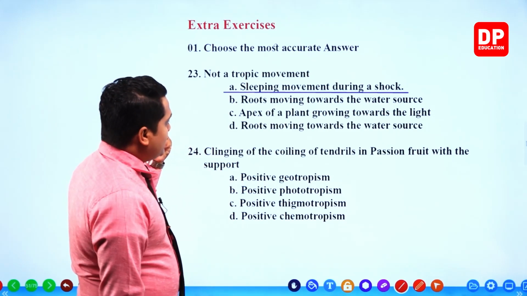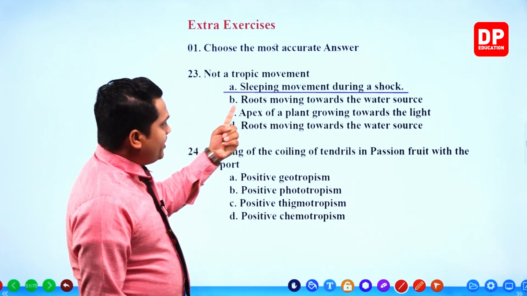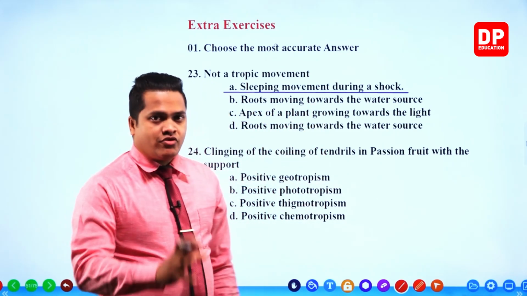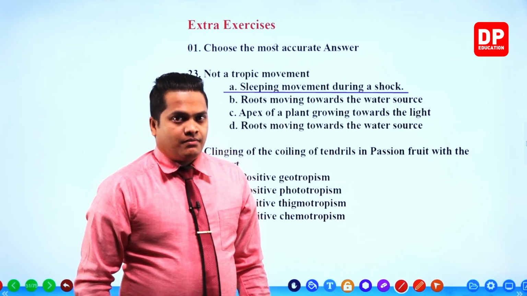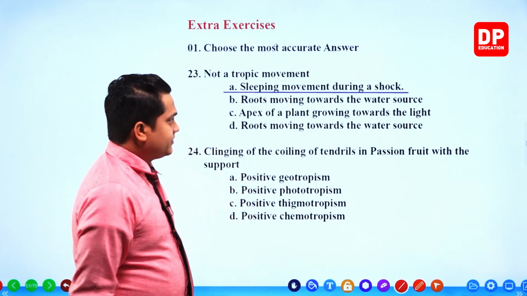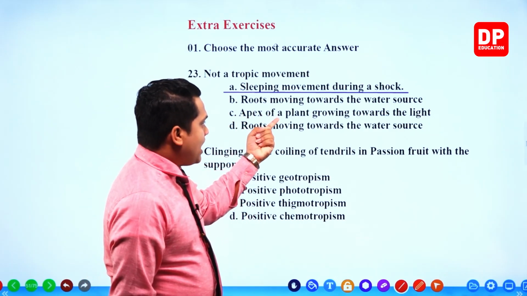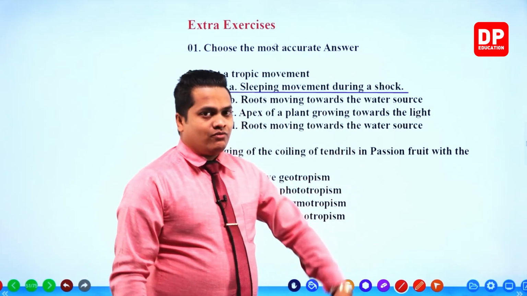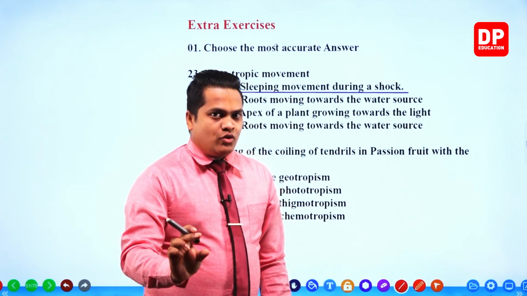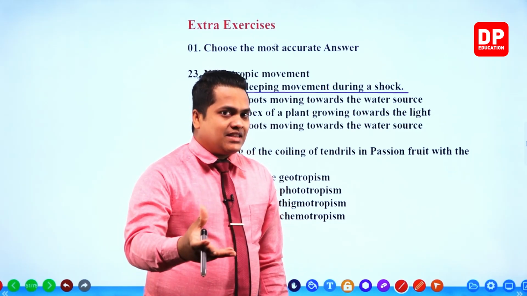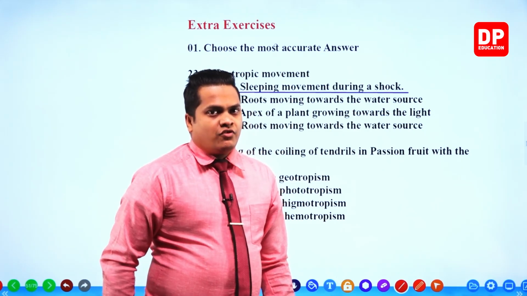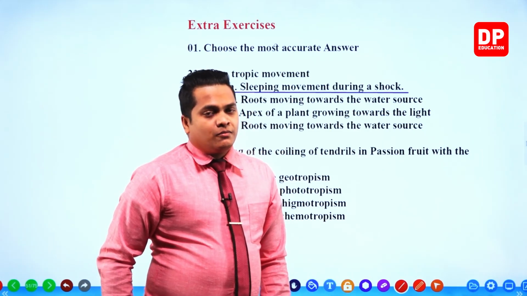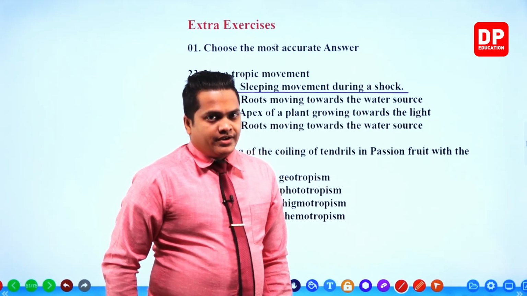So let's see the other answers as well. Roots moving towards the water source: a trophic movement, positive hydrotropism, right? Next one. Apex of a plant growing towards the light. Once again, it is a positive one because towards the light, no? So this is a positive phototropism. Photo means light. So positive phototropic movement.